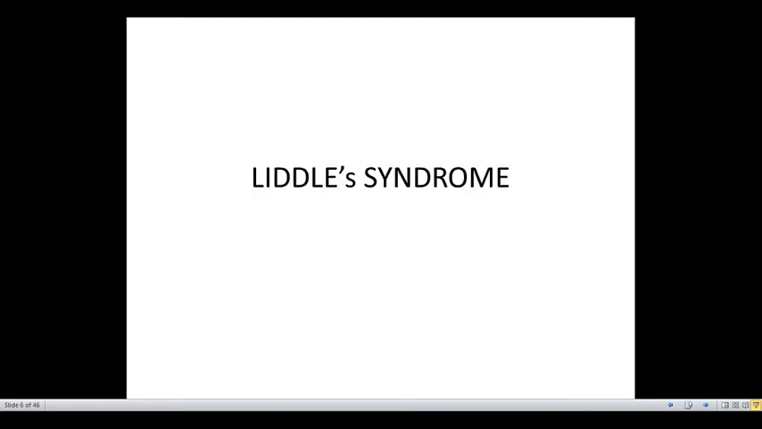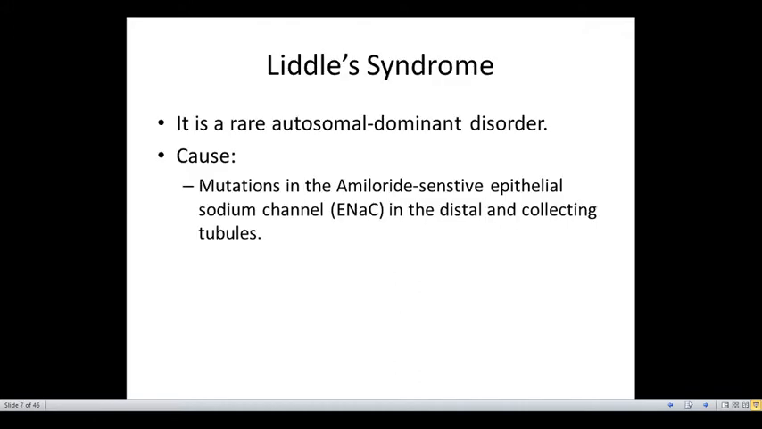The next syndrome is Liddle's syndrome. Liddle's syndrome is a rare autosomal dominant disorder. Its cause is mutations in the amiloride sensitive epithelial sodium channel in the distal and collecting tubules.